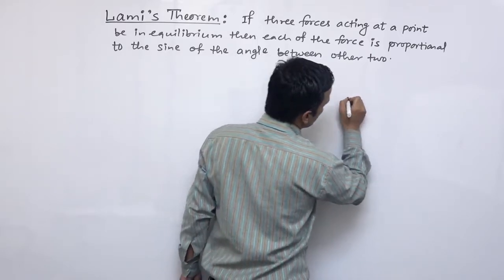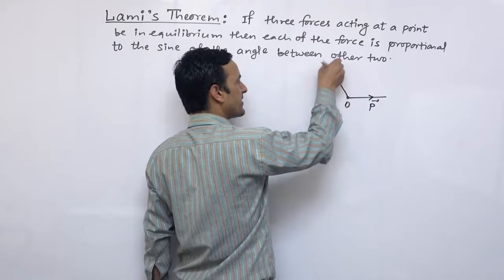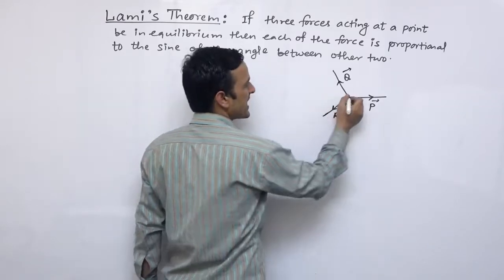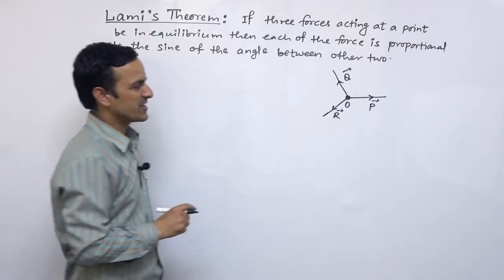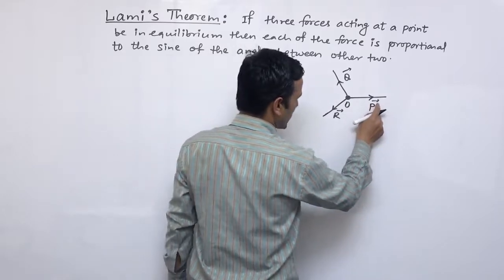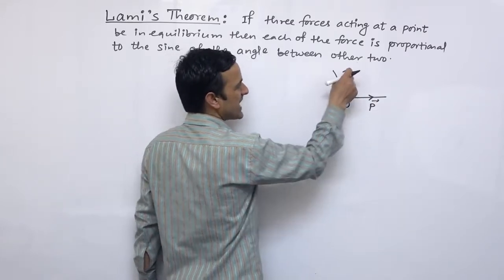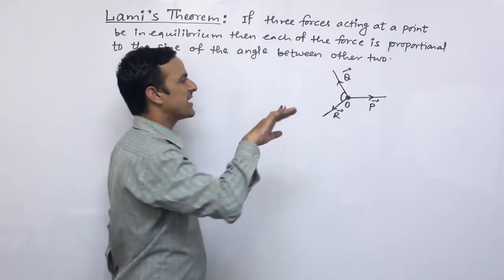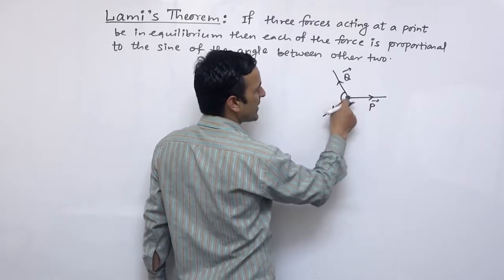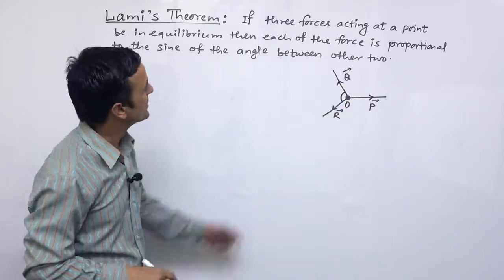That means in the figure we can interpret it like this. If this is force P acting at O, and another force Q, and another force R, three forces are acting at point O, and they are in equilibrium, then force P is proportional to the sine of the angle between Q and R, its opposite angle. Similarly, force Q is proportional to the sine of the angle between P and R, and force R is proportional to the sine of the angle between Q and P.